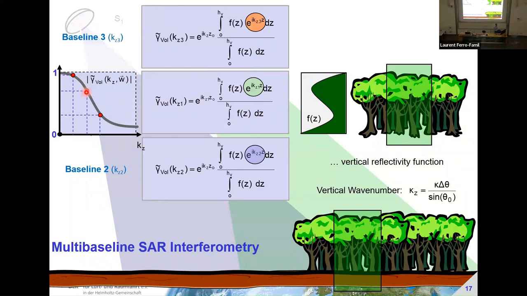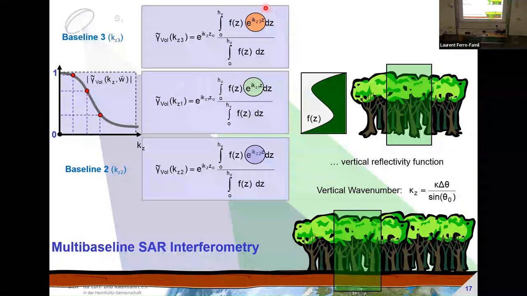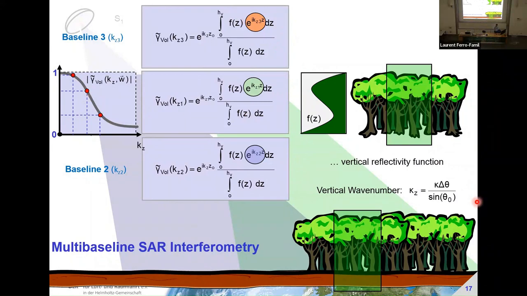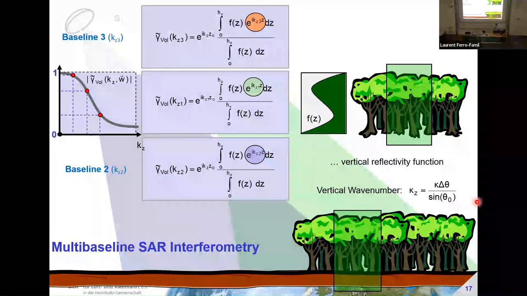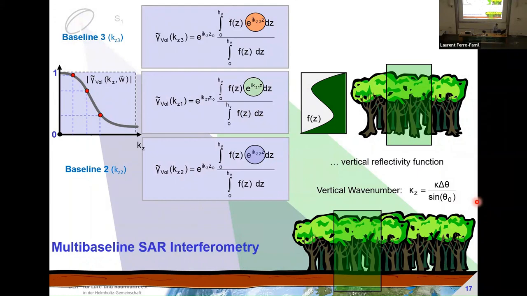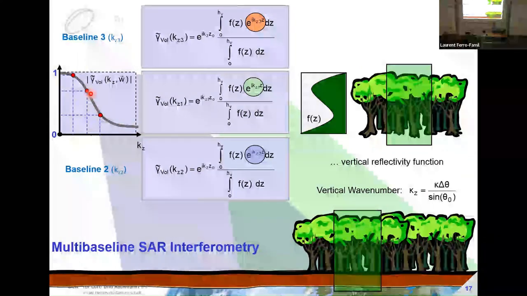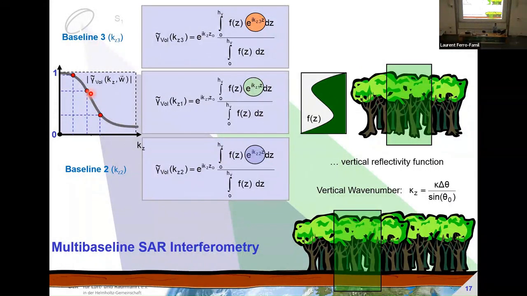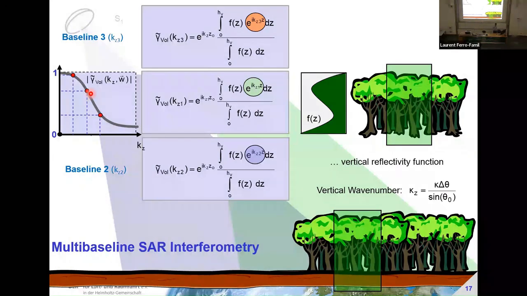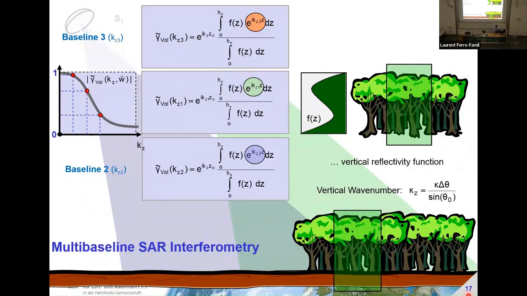And now you can make it even longer. So basically, again, you make your baseline longer, your difference of viewing angle becomes larger. If it becomes larger, the vertical wave number becomes larger, and therefore you have a point here. So there are two things here that are important. The first one is that, in the typical and regular behavior, if you increase the difference of viewing angle of your volume using the interferometric baseline, the coherence reduces.